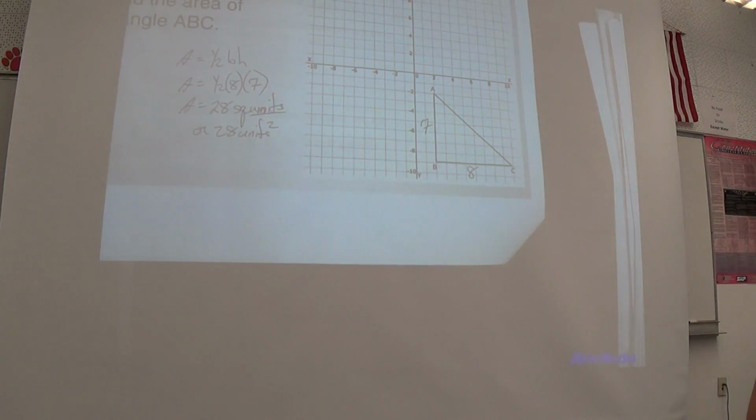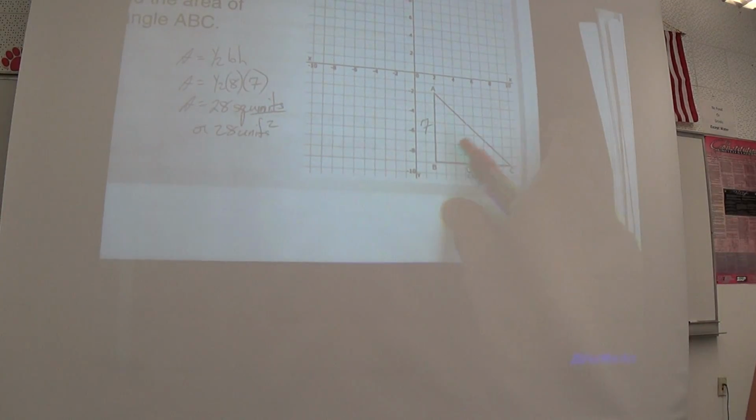Anytime you're dealing with area, you're talking about square units. Okay, keep that in mind. Perimeter is just however many you have. You're just adding them up total. But area is going to be in square units.